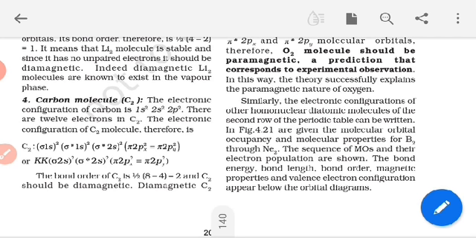Now this is all about this video. In the next video I will discuss the formation of molecular orbital diagram or energy level diagram and hydrogen bond.